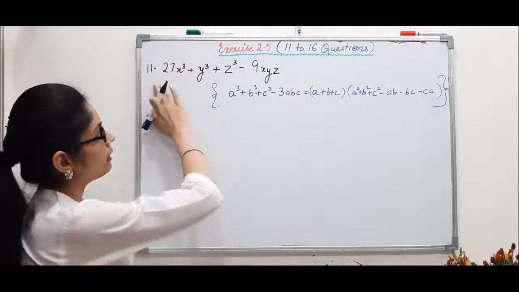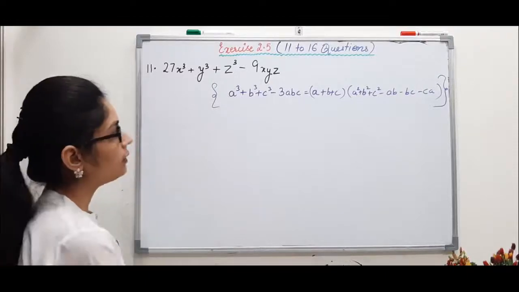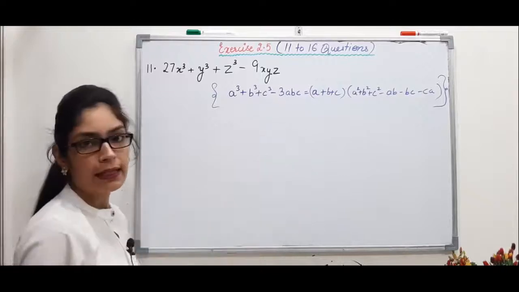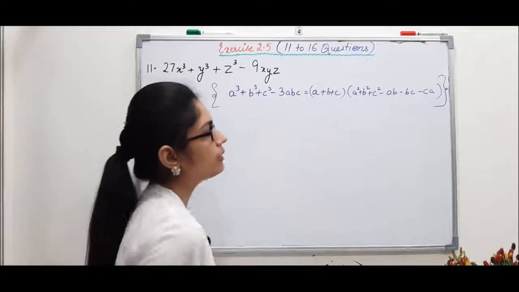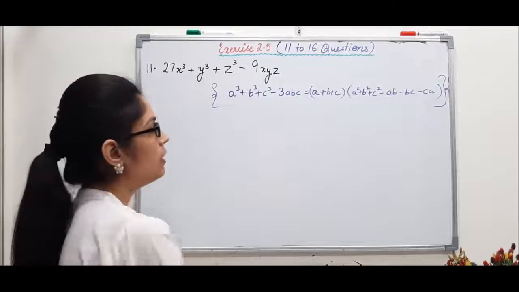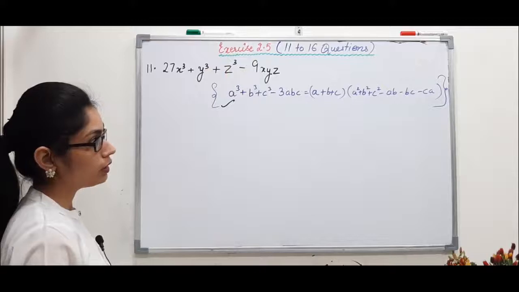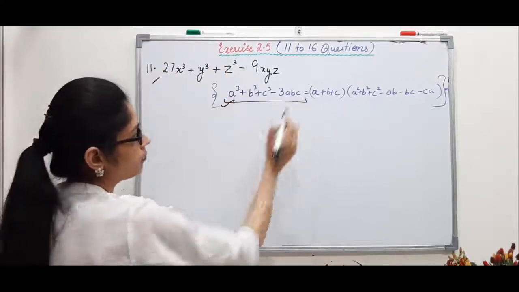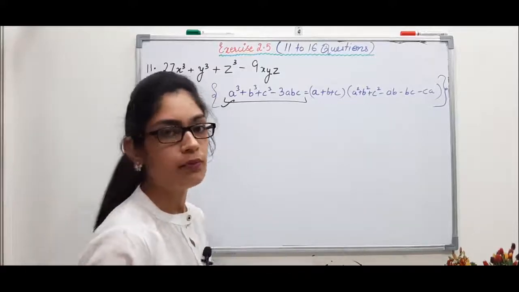If you see any expression like this, for this type of expression, one identity is there: a cube plus b cube plus c cube minus 3abc is equal to a plus b plus c into a square plus b square plus c square minus ab minus bc minus ca. So here we will use this identity to factorize this. First of all, we have to convert the given expression into this form, because once we have this form, we will use the expanded form and then we can factorize it.